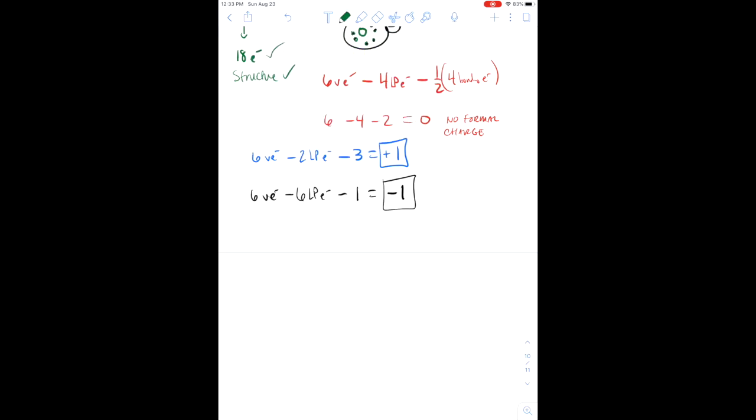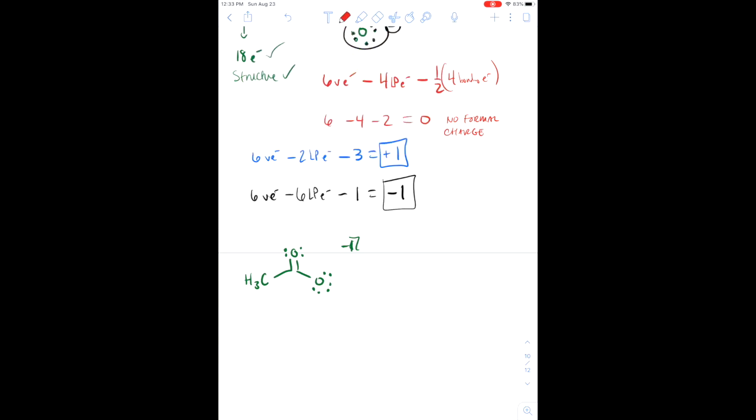Hopefully it makes sense what I mean by just jumping to half the number of bonding electrons. You just circle the dot that's directly adjacent to that atom, and I like to do it that way. And then if you have fewer electrons than the valence electrons it comes in with, then it's positive. If you have too many, then it's negative.